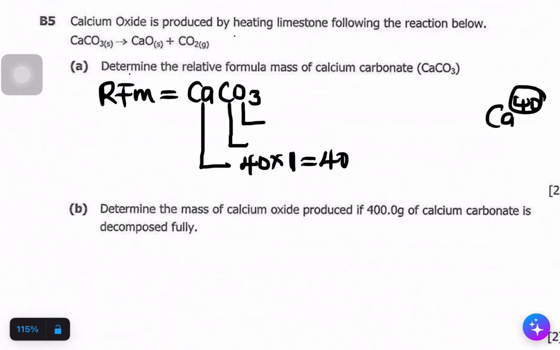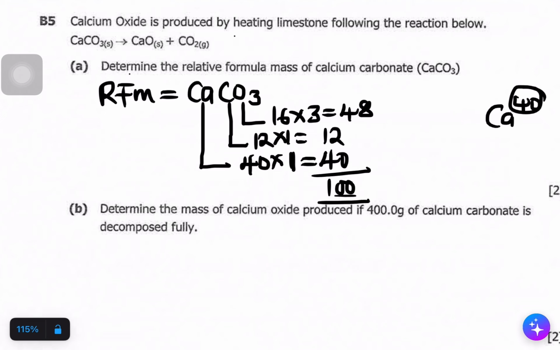Then the mass number for carbon is 12. So 12 times 1 gives 12. The mass number of oxygen is 16, and there are 3 oxygen atoms present, so 16 times 3 gives 48. When you add everything, 48 plus 12 is 60, plus 40 gives 100. So 100 is the relative formula mass, and we can just write 100.